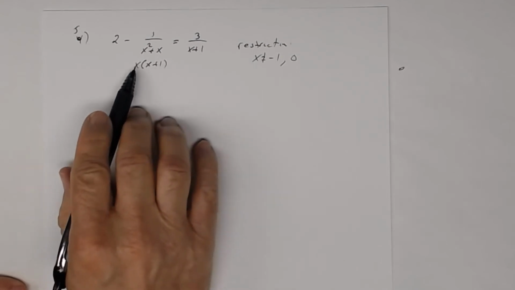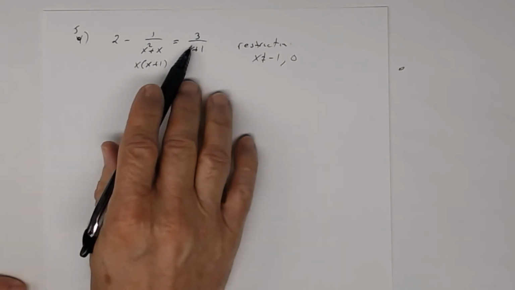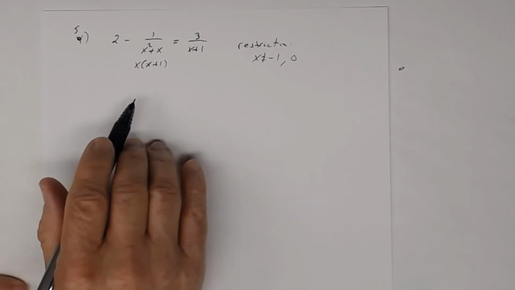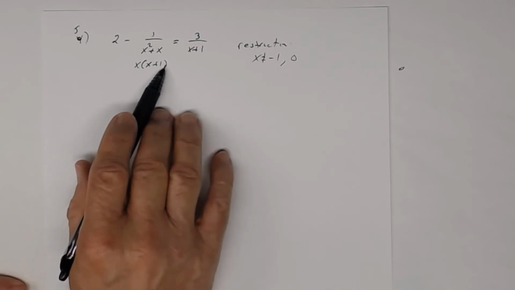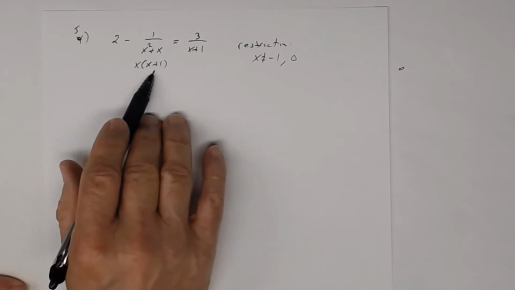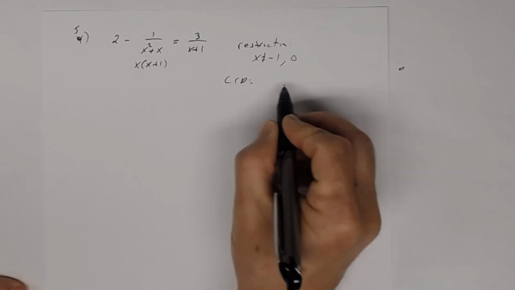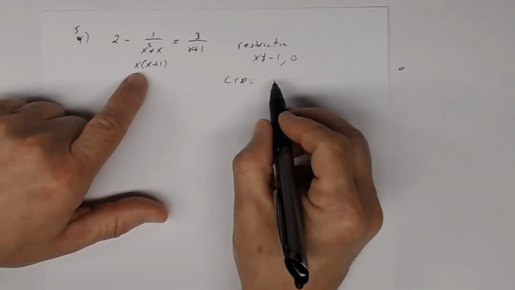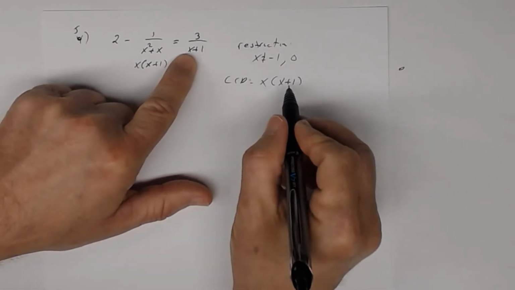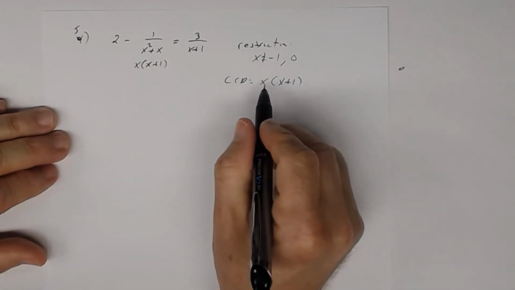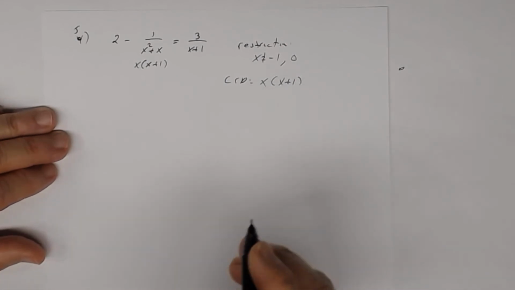Because negative 1 is going to make this 0, so that's undefined. 3 divided by 0 is undefined. And then 0 is going to make this denominator 0, because 0 times 1 is 0. 1 divided by 0 is undefined. Your LCD has to include every factor you see. I see an x. I see an x plus 1. I see an x plus 1, but I already have it. So that's your LCD. Your LCD is a product now. Make sure you write it as a product, x times x plus 1.